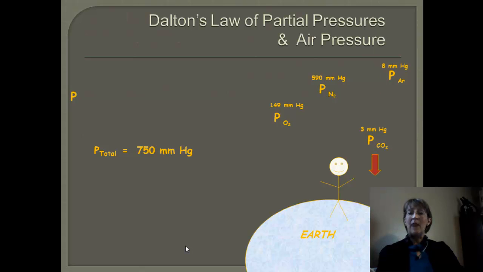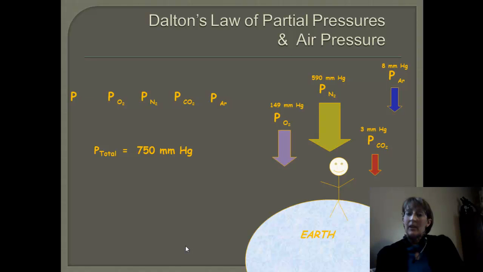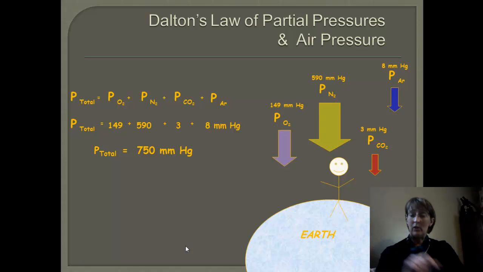Okay, so we have Dalton's law of partial air pressure here. And you notice we've got the Earth and there's you. You're very, very big. And we have lots of different gases. So if you have 149 millimeters of mercury of pressure for the oxygen, and then you have 590 millimeters of mercury pressure for the nitrogen, you see all the little 8 millimeters for argon and 3 millimeters for CO2. The total air pressure is equal to all those air pressures added up together.